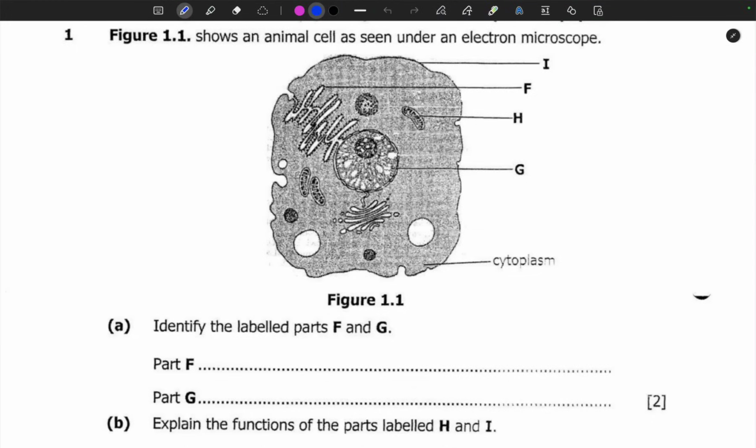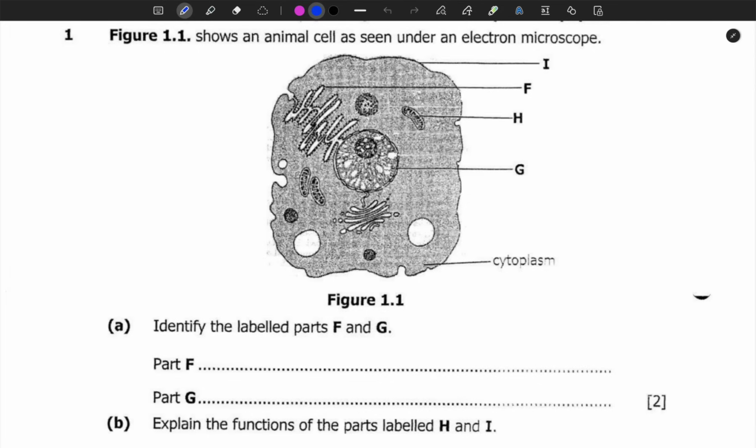My beautiful people, as we are preparing ourselves for final exams, I want us to look at random questions in biology, and we are going to use different past papers. So we have the first question under the cell structure. Figure 1.1 shows an animal cell as seen under an electron microscope. An electron microscope is a type of microscope that gives us a detailed and more clear picture.